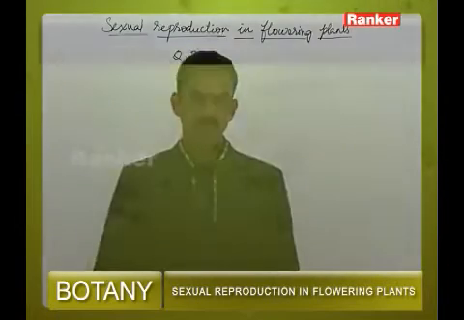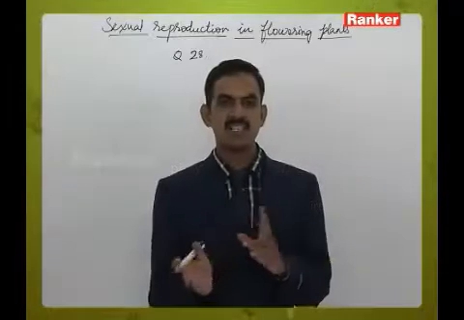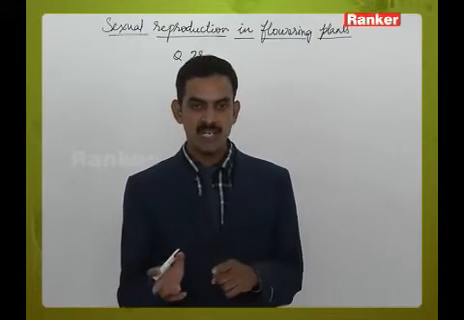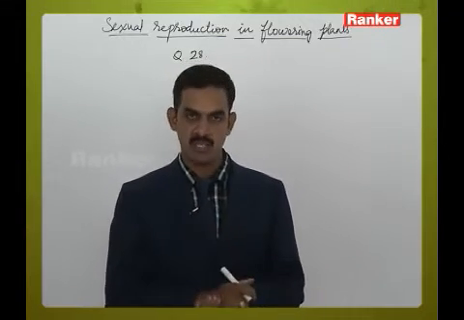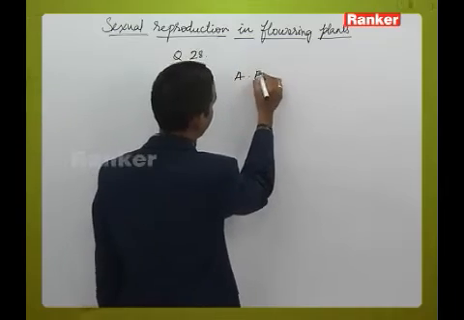Question number 28, study the following list. List 1: A. Entomophily, B. Ophiophily, C. Caropterophily, D. Therophily. List 2: 1. Snakes, 2. Insects, 3. Squirrels, 4. Birds, 5. Bats. Okay, here in list 1 and list 2, there is a relation between the type of agent which is helping in pollination. So in list 1, first one, entomophily.